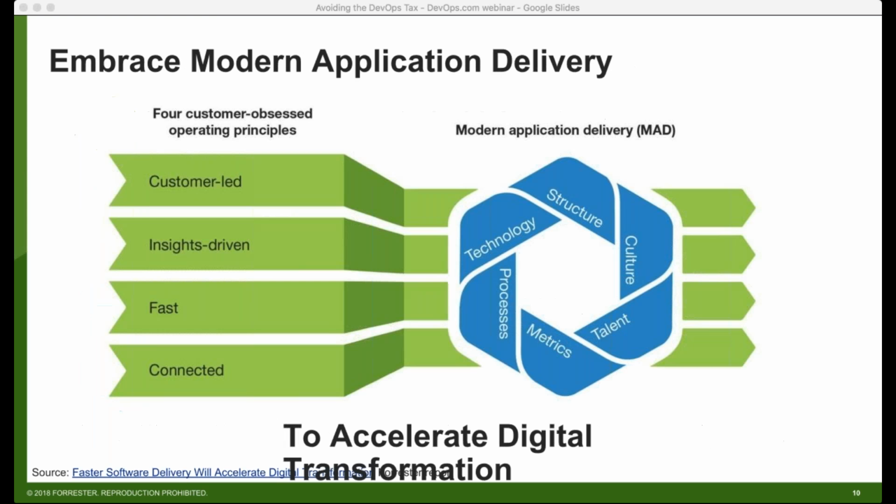So how do you manage that? How do you wrangle that digital disruption? How do you take that energy that's being placed there and bring it all into your software development team? Well, we call this modern application delivery. The whole idea of taking those four tenets we mentioned earlier, being customer-led, insights-driven, fast, and connected, and tying them to your modern application delivery of technology, structure, culture, talent, metrics, and processes. You need to take those things into consideration and build your software development process around that.